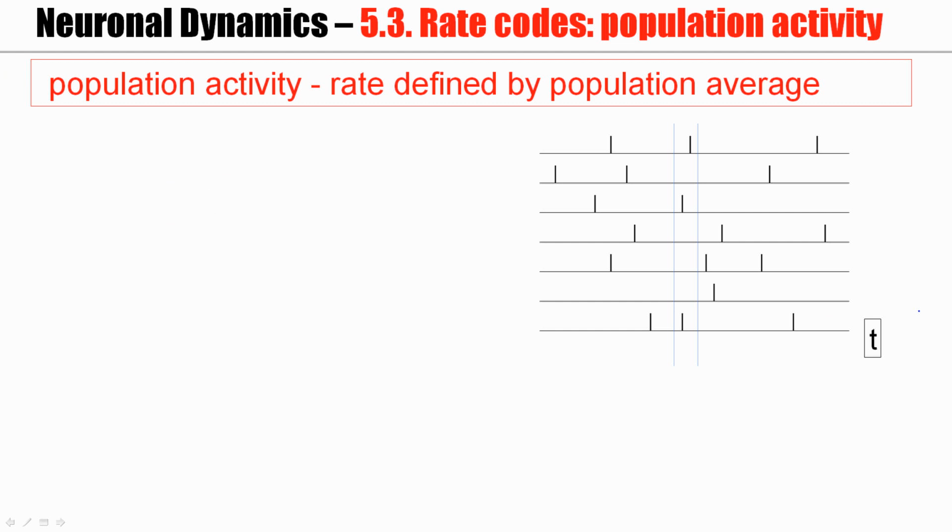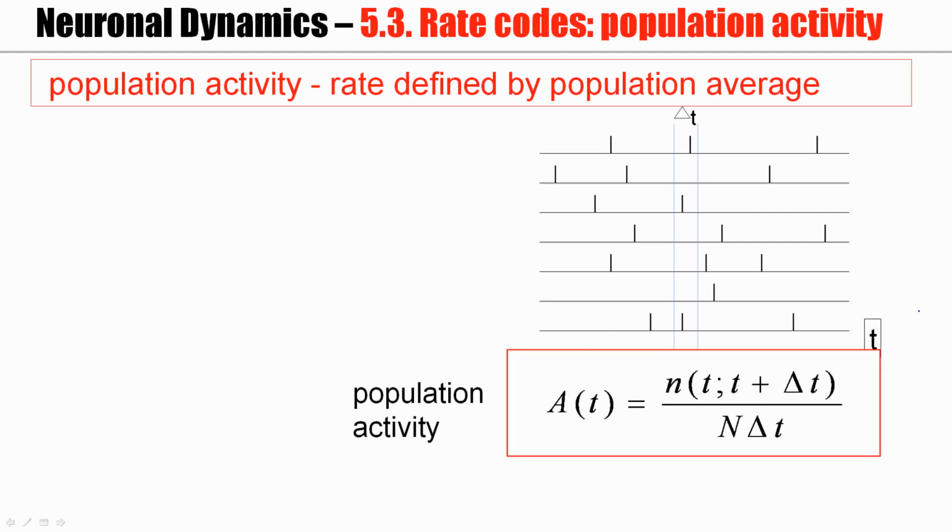So in this case, the rate can be defined by a population average. I count in a short time interval delta t, I count all the spikes across the different neurons in the population, I divide by delta t, I divide by n, the number of neurons. There are n neurons, and because I divide by delta t, it has again units of rate. The units are 1/time, the units are hertz.